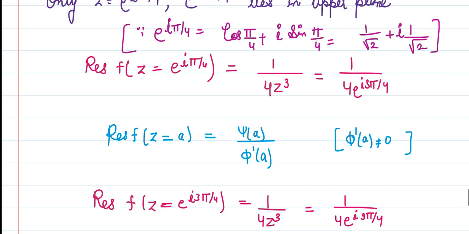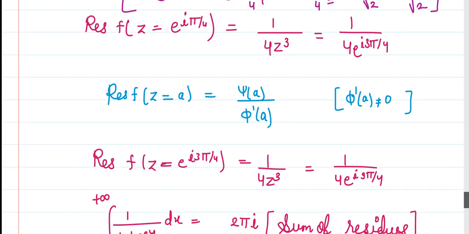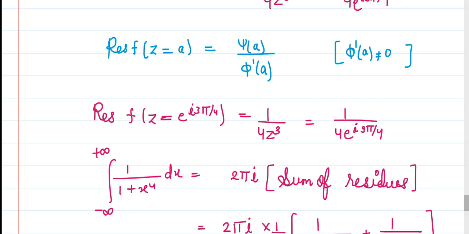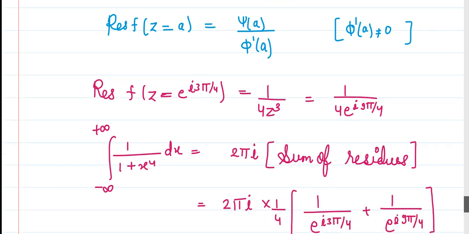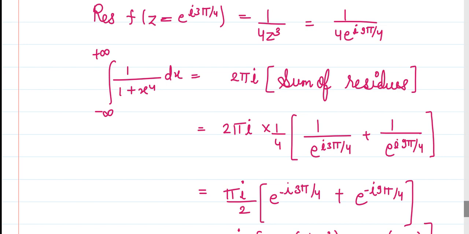So after putting the value you are going to get e to the power iota 3 pi by 4. Similarly, at the other pole you are going to get 1 by 4 e to the power iota 9 pi by 4, because here z equals e to the power iota 3 pi by 4, and we have taken its cube, so we are getting this value. So next, what is the required integral? The required integral is going to be equal to 2 pi iota into the sum of residues. Remember this formula: you are going to apply 2 pi iota into the sum of residues at those poles residing inside the contour.